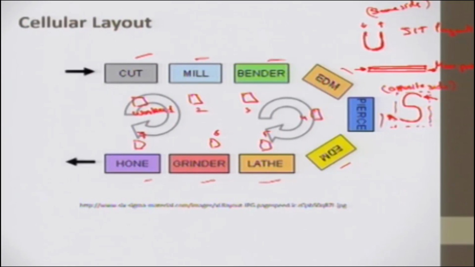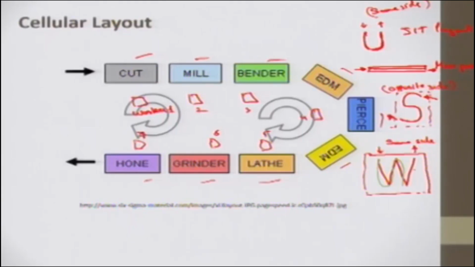The combination of U and S layout is a W kind of pattern. So here we can see in W we also have kind of an S here. This S is here. So this is also used when in a small space a large line is to be fit in. But receiving and shipping is required on the same side, in this instance the opposite side.